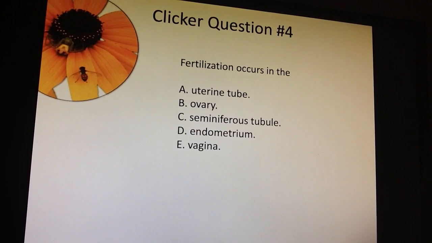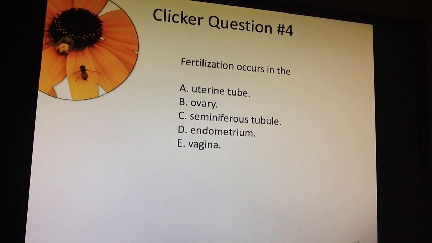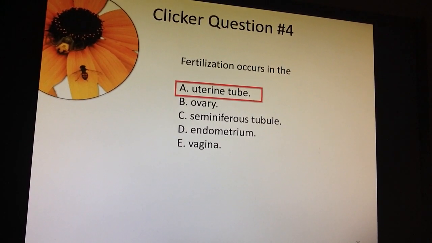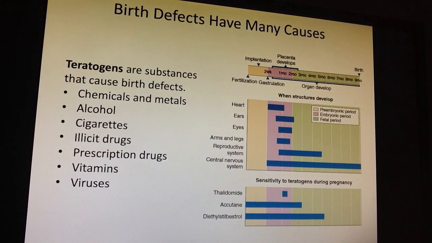Fertilization, again, gets mixed up with ovulation, I guess, because they both end in TION. Fertilization occurs usually in the uterine tubes.